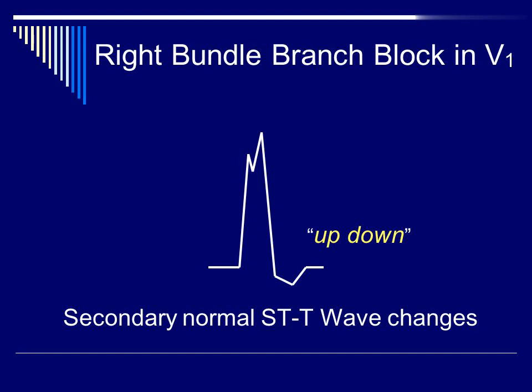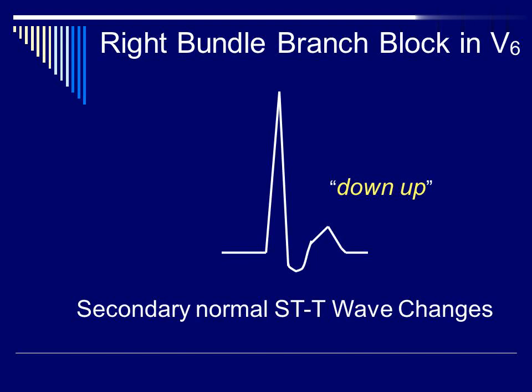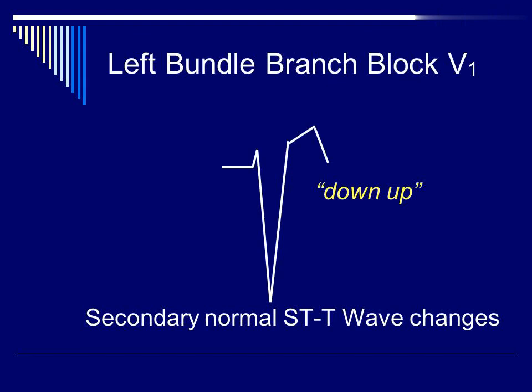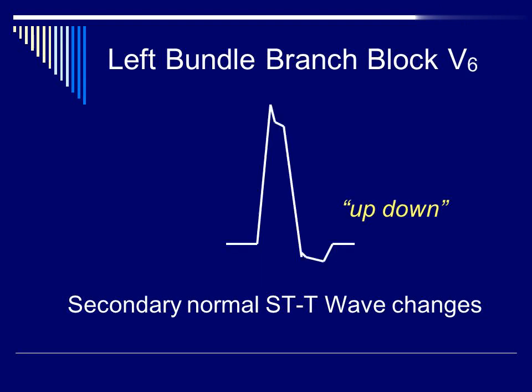Right bundle branch block in V1: up, down. Secondary normal ST-T wave changes. Right bundle branch block in V6: down, up. Secondary normal ST-T wave changes. Left bundle branch block V1: down, up. Secondary normal ST-T wave changes. Left bundle branch block V6: up, down. Secondary normal ST-T wave changes.